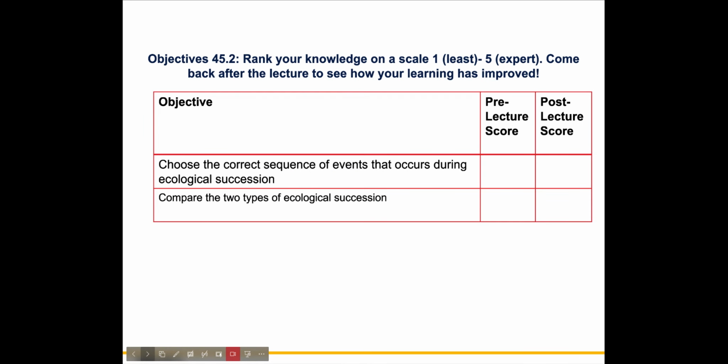All right, moving ourselves forward to 45.2. What is the sequence of events that occurs for ecological succession, and what are the kinds of ecological succession?